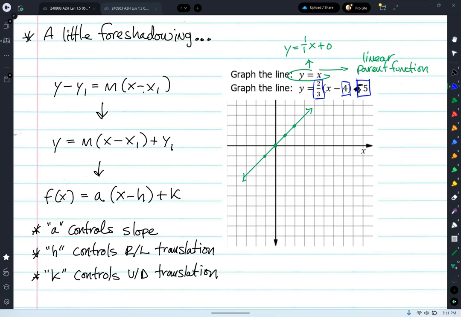So I'm taking my parent function line, I'm shifting it 4 to the right and 5 down, and then I'm going to change the slope to 2 over 3. More like that. Okay? And so I'm taking that starting function and I'm transforming it by changing the slope and changing the location of the anchor point, which in this case is our y-intercept. Okay? So the way that we would do that is we would take, I'll do this one in blue.